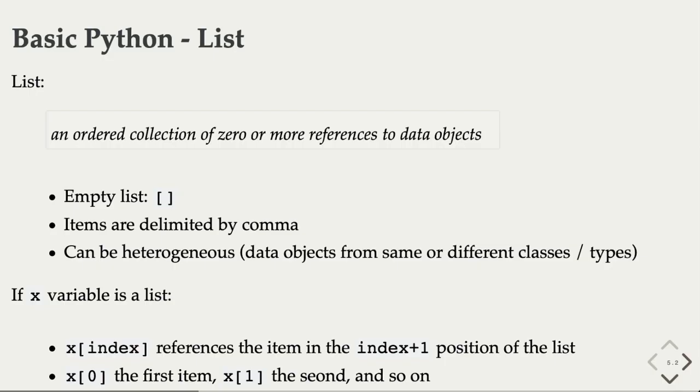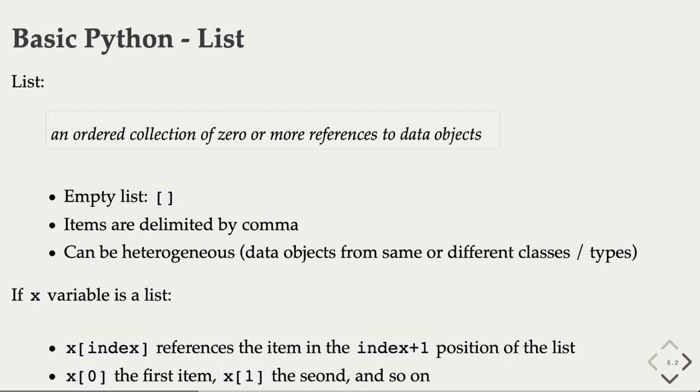A list is an ordered collection of 0 or more data objects. An empty list without data is constructed by a pair of square brackets. By adding values to the brackets, we can add new data to the list. Multiple values are separated by comma. In Python, a list can be either homogeneous, such as those consisting of data of the same type, or heterogeneous, that is, data of different types or classes. This makes programming flexible as well as dangerous.